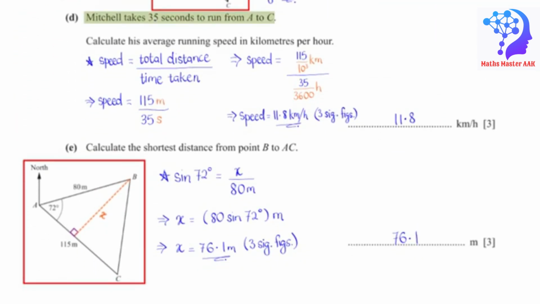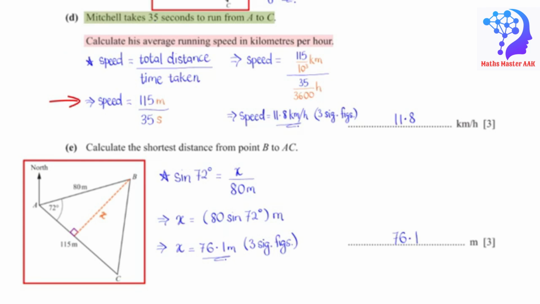Mitchell takes 35 seconds to run from A to C. Calculate his average running speed in kilometers per hour. We know the average speed formula is the total distance traveled divided by the time duration. The distance from A to C is 115 meters, and it took Mitchell 35 seconds to run from A to C. So we have 115 meters divided by 35 seconds.